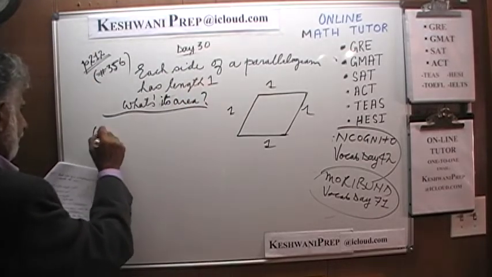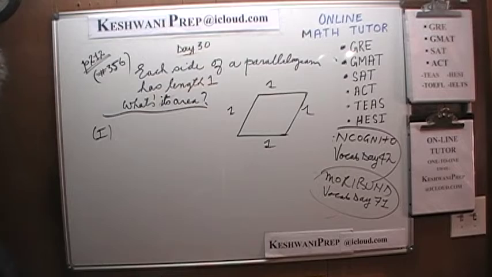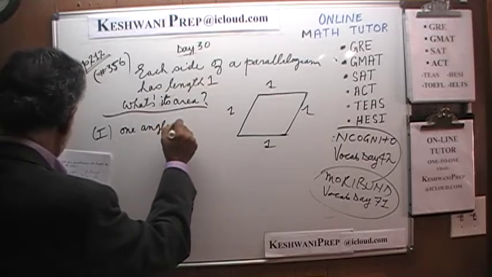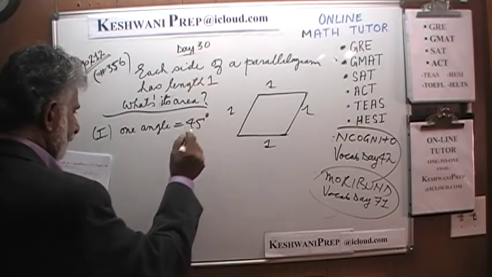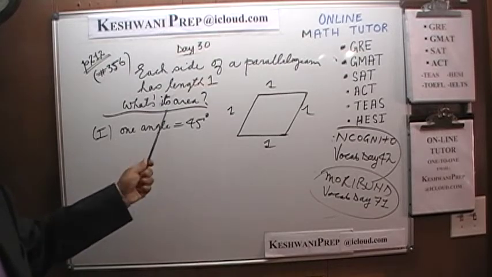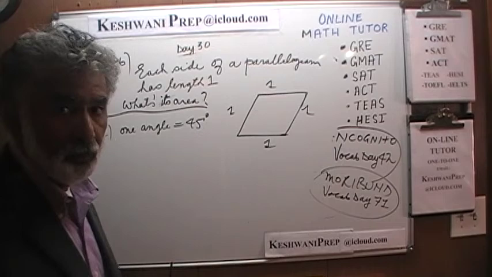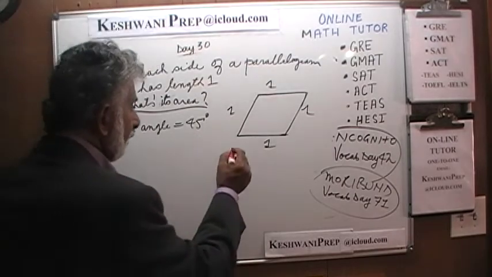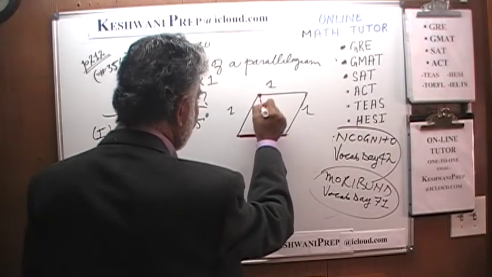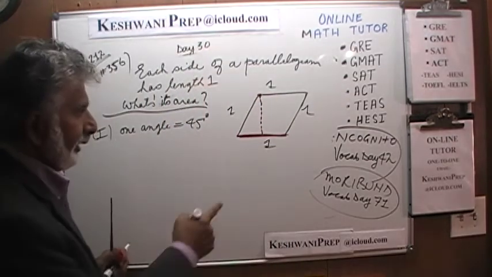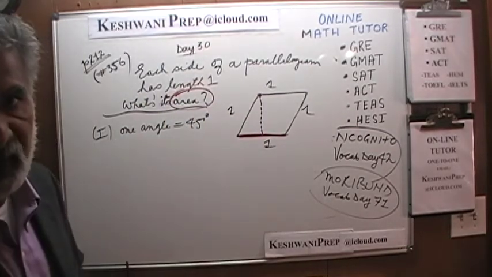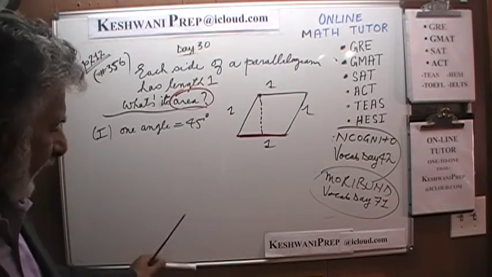Let's see what is given to us. The first statement tells us that one angle equals 45. Now, before we look into that part, the question is, what is this area? For this area, we need two bits of information. We need to know how long the base is, which we know is 1, and we need to know how long the height is. If we can figure out the height, we can answer this question. Area is simply base times height. We know the base.